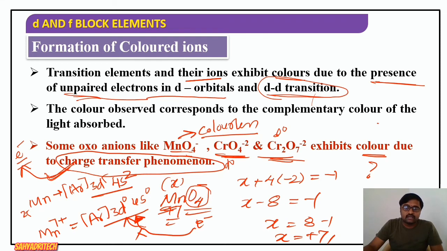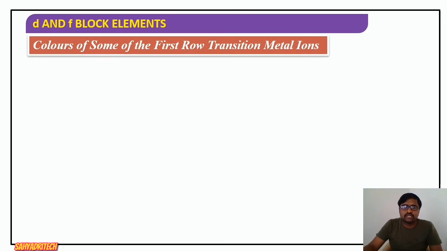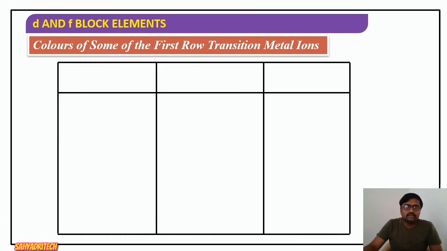That color is because of charge transfer transitions. Please remember this, okay? Now, the color of some of the first row transition metal ions. If I consider the first row, that means the 3d series, scandium to zinc. So consider the configurations, with examples and colors.